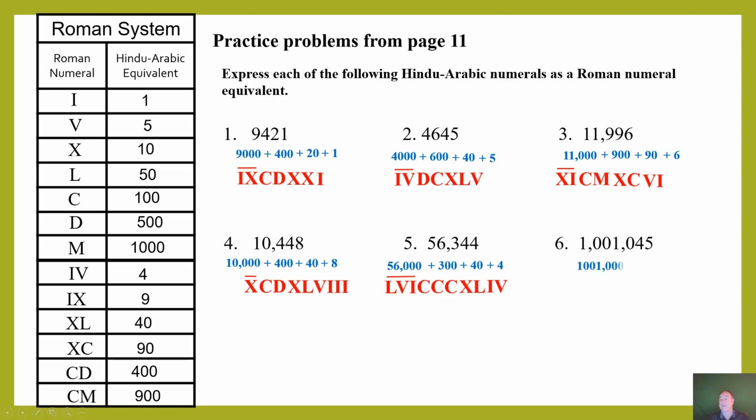Number 6. If we were using the line, this would be 1,001,000. 1001 would be MI with a line above it. Plus 40 would be XL, plus 5 would be V.